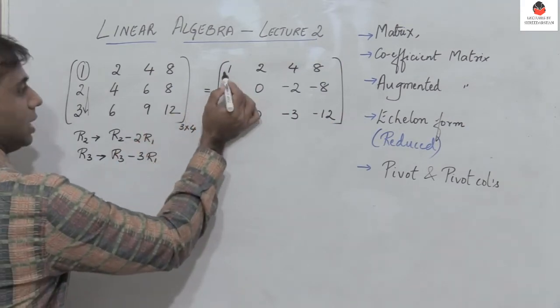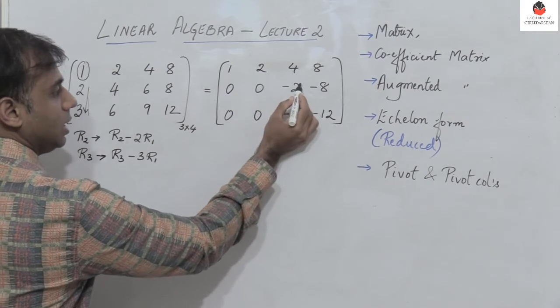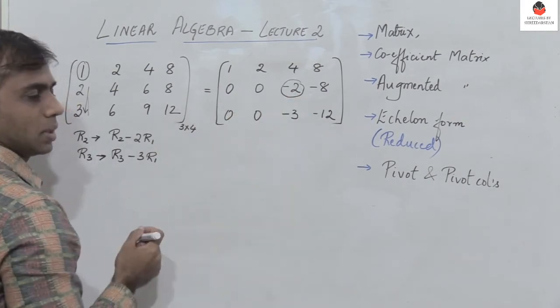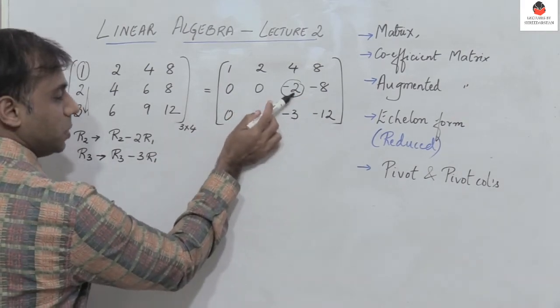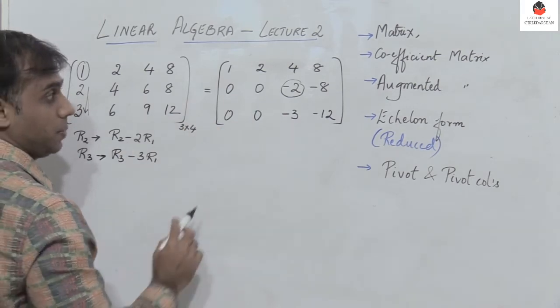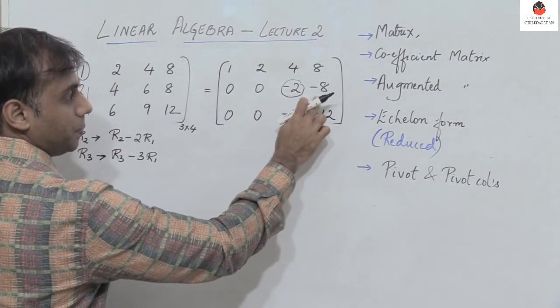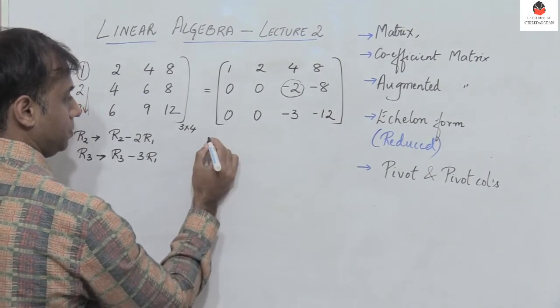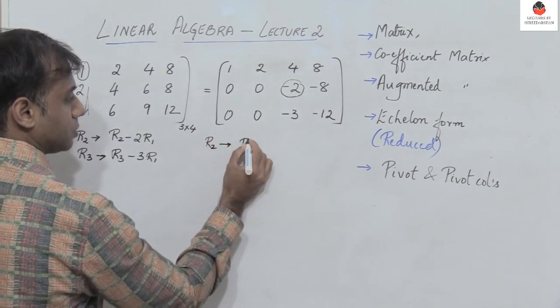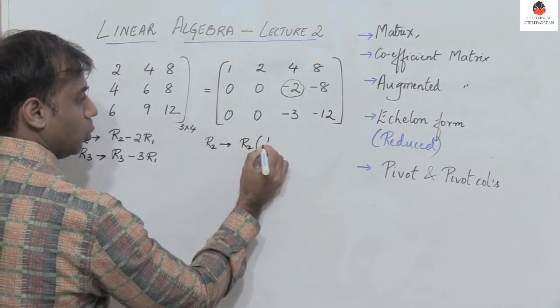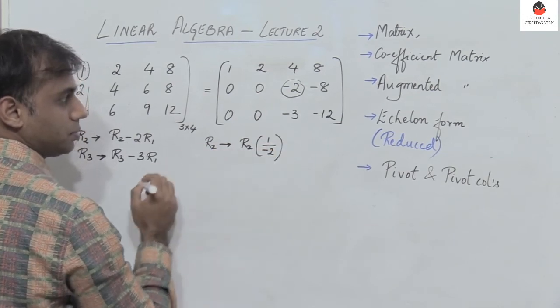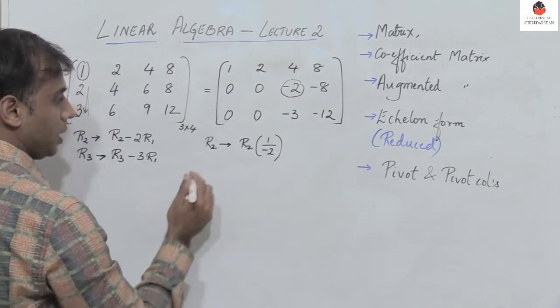Now this is the leading entry and the next leading entry would be this element. Now all the elements below the leading entry should be 0 here. Now can I multiply the second row by 1 by minus 2? Then I would get 1 and 4 here.